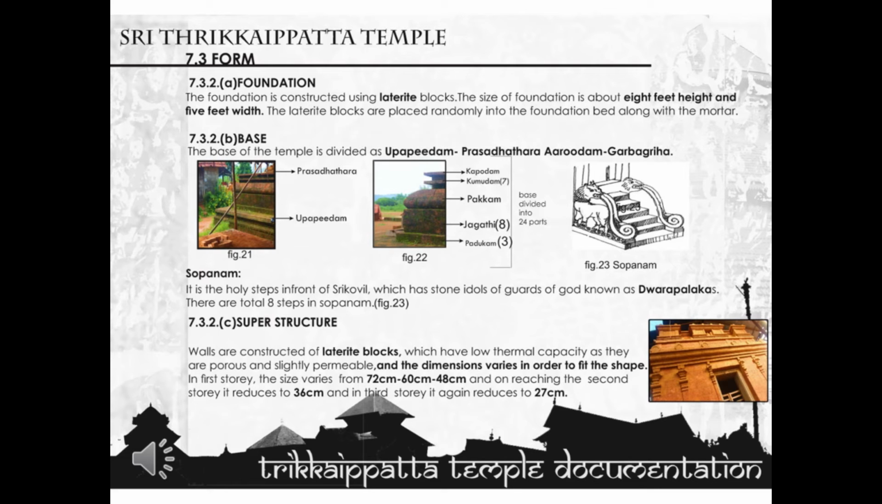Now superstructure. Walls are constructed of laterite blocks which have low thermal capacity as they are porous and slightly permeable. And the dimensions vary in order to fit the shape. In the first story, the size varies from 72 cm to 60 cm to 48 cm, and on reaching the second story, it reduces to 36 cm, and in the third story, it again reduces to 27 cm.